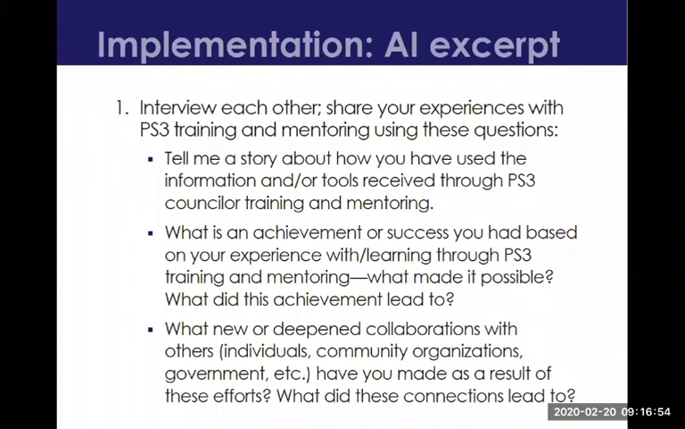So now let's turn to implementation of ripple effects mapping. I have for you just a few of the appreciative inquiry questions we used in the REM sessions with LGA counselors. So for example, we had, tell me a story about how you've used the information or tools received through the PS3 counselor training and mentoring. What's an achievement or success you had based on your experience with PS3 training? And what new or deepened collaborations with others have you made?